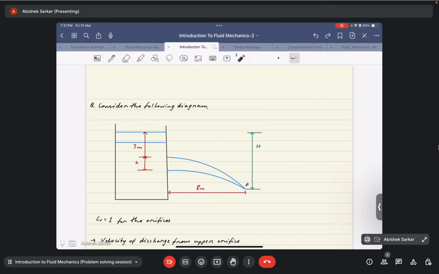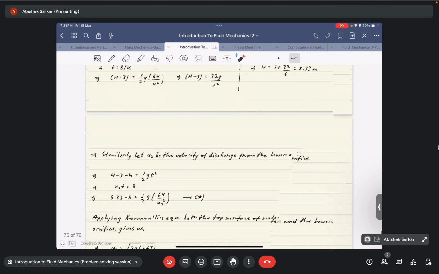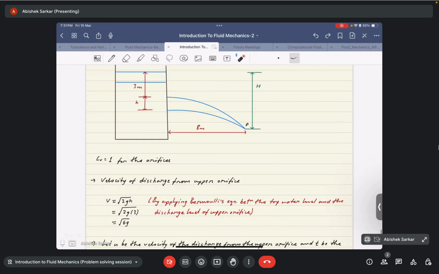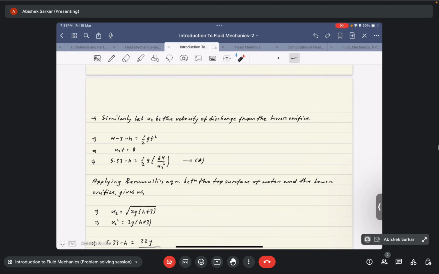So we again take the aid of the kinematic equations, then we'll get that h minus 3 minus h, because now the height the liquid traverses is h minus 3 minus small h. This is the distance the liquid travels. But again the distance is same, so if the velocity of the jet is u2, then u2 into t is equal to 8. So we would have h minus 3 minus small h is equal to half g t square, and u2 into t is equal to 8. If we substitute the value of t as 8 by u2, we will have 5.33 minus h is equal to half g 64 by u2 square.